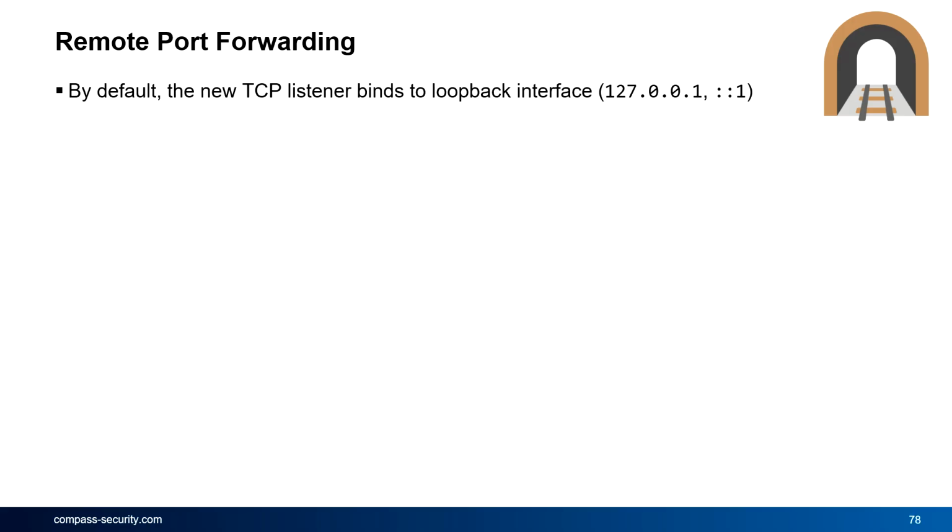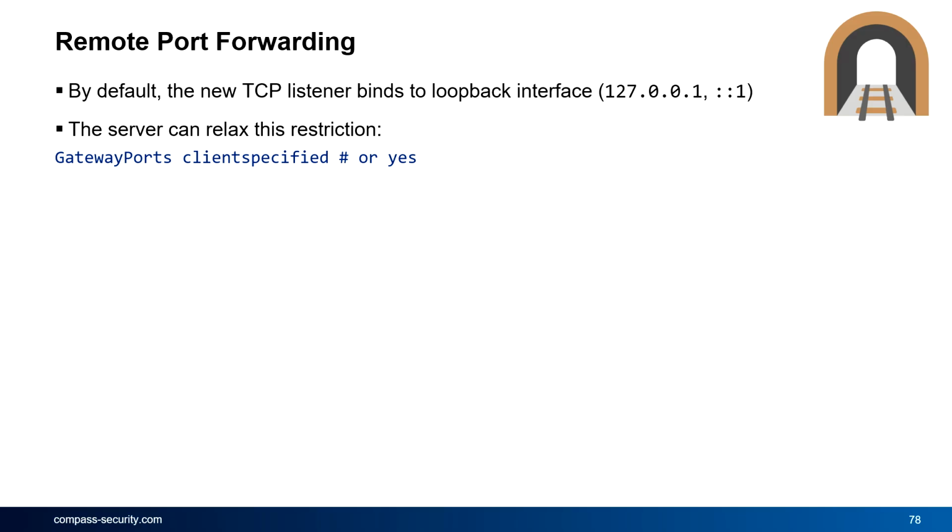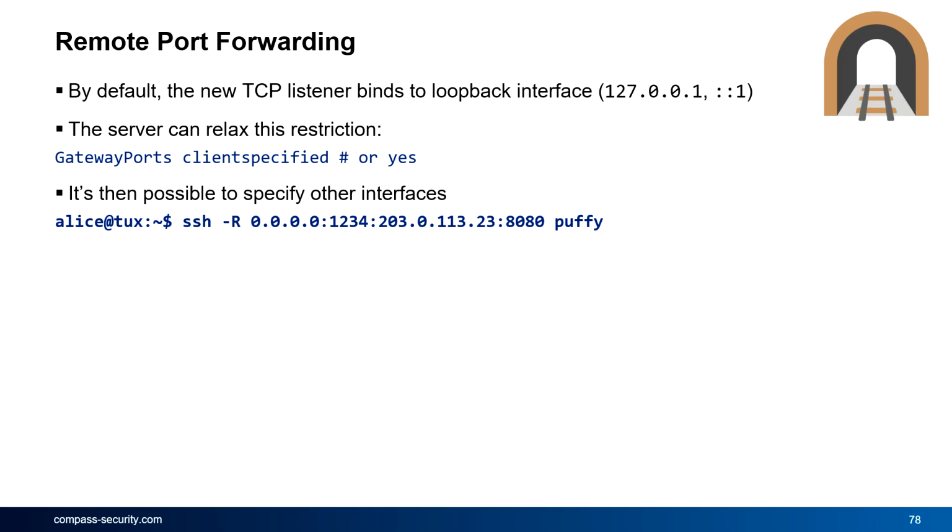By default, the new TCP listener only binds to the loopback interface, so the new TCP service can only be accessed from the local host. However, the server can relax this restriction by setting the gateway ports option in the SSH server configuration to either client specified or yes, and then a connecting client can specify to which interface the new service should bind to.